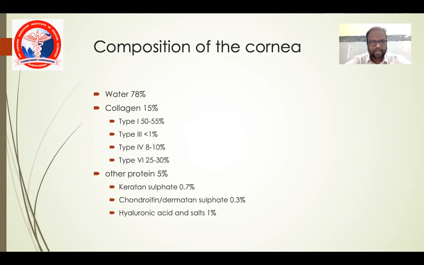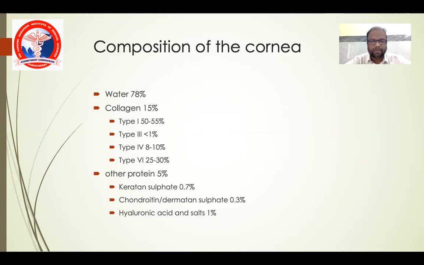In this 15%, the type 1 collagens are the most, contributing 50 to 55% of the entire dry weight, followed by the type 6 collagen, which is 25 to 30%, and the type 4 collagen, which is 8 to 10%. A minimal amount, less than 1%, is contributed by the type 3 collagens. Apart from collagens, there are also other proteins present in the cornea, which contribute about 5% of the total weight of the cornea.